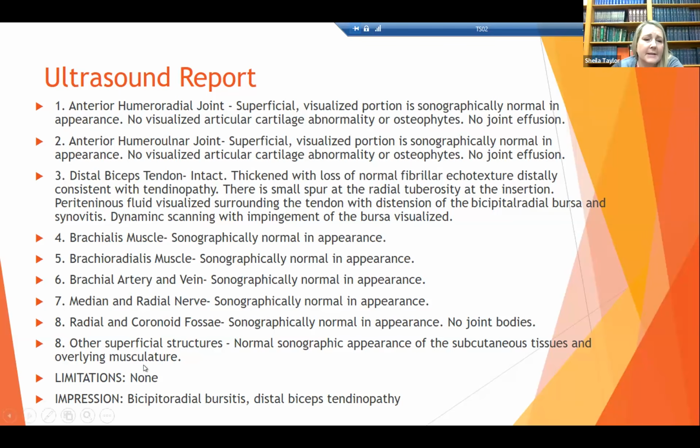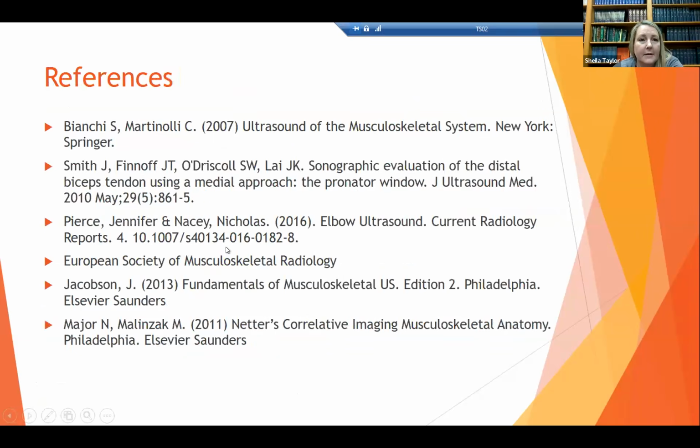I always add limitations, especially when I'm doing my shoulder ultrasounds, because sometimes depending on the patient's pain and their anatomy, you could be limited by body habitus, you could be limited by patient positioning, and it's always important to note that. And then our impression for this case: she had bicipitoradial bursitis and distal biceps tendinopathy.